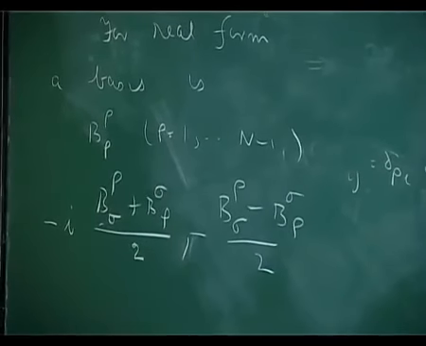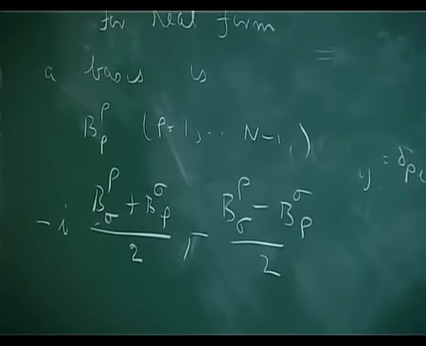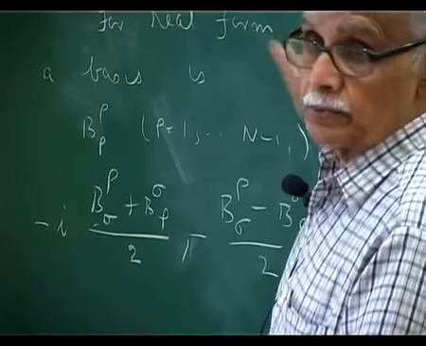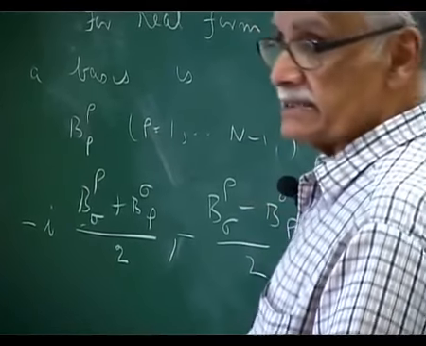So if you want to go to the real form, this is how you will find this is the one which should be exponentiated to get the group, because these are the anti-Hermitian generators.